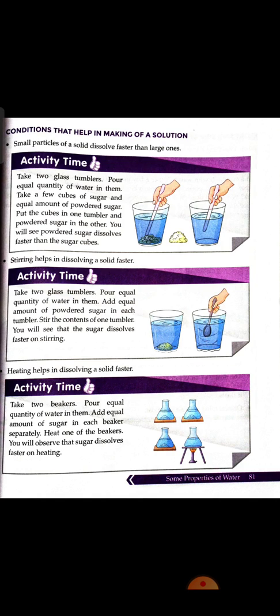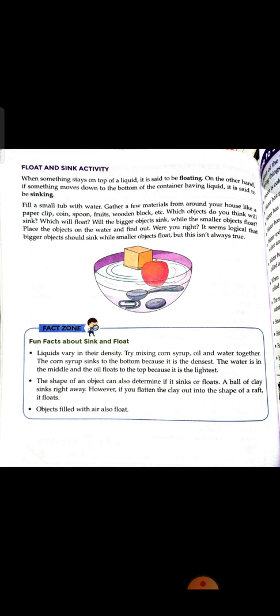So the three things that help in dissolving the solid into a liquid faster are: to heat the water, which will help in dissolving faster; next, to stir the solid into the liquid until it dissolves; and the third point is that smaller particles will dissolve faster than the larger ones. Now go to the next page, page number 82.